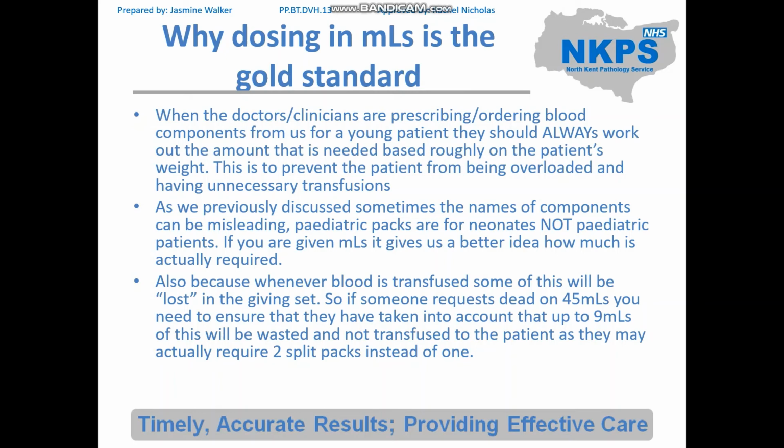The other thing to note is that whenever blood is transfused, some of this will be lost in the giving set. So if someone requests dead on 45 mils, you need to ensure that they've taken into account that up to 9 mils of this will actually be wasted and not transfused to the patient, as they may actually require 2 packs instead of 1. So depending on how much of an increase they need for that patient's hemoglobin will depend on whether or not they do want to split it into having 2 packs, or whether they will be okay with that 45 mils.